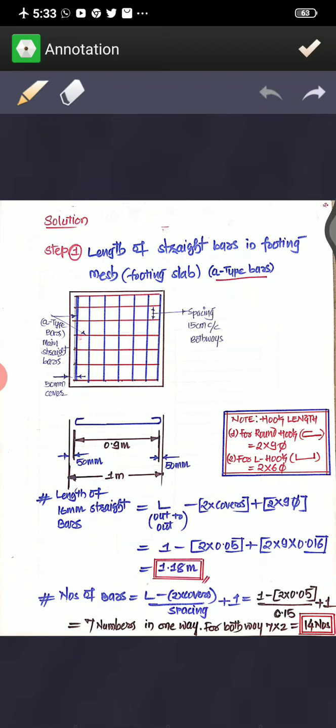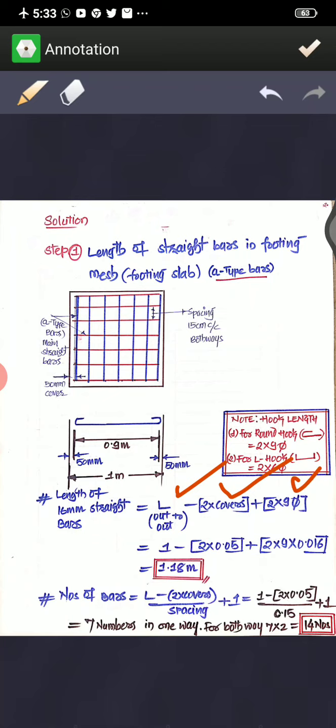Then you are supposed to add 2 hooks, one on each side. Those 2 hooks will be 2 times 9D. I gave a note about hooks in the previous class also, and here also I have written that note. If you have a round hook, you add 2 times 9D. If you have an L hook, you add 2 times 6D. That is what I did here: L out distance minus 2 covers plus 2 numbers of hooks.